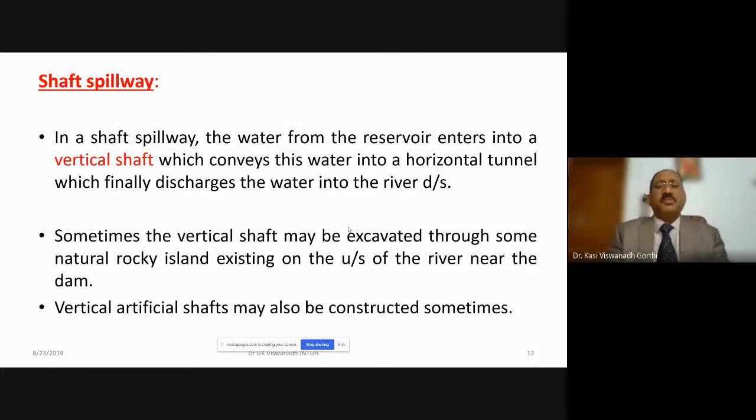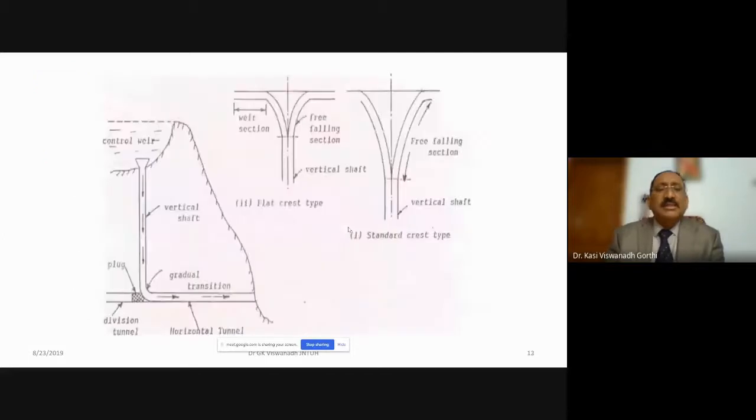So in a shaft spillway, the water from the reservoir enters into a shaft. A vertical shaft may be provided at some location in the reservoir, and this vertical shaft collects the excess water, which is directly conveyed to the final downstream portion. Sometimes the vertical shaft may be excavated through a natural rocky island existing upstream of the river near the dam. Vertical artificial shafts may also be constructed sometimes.